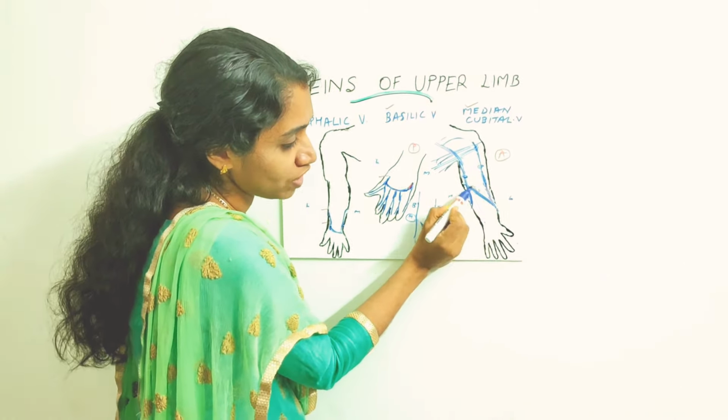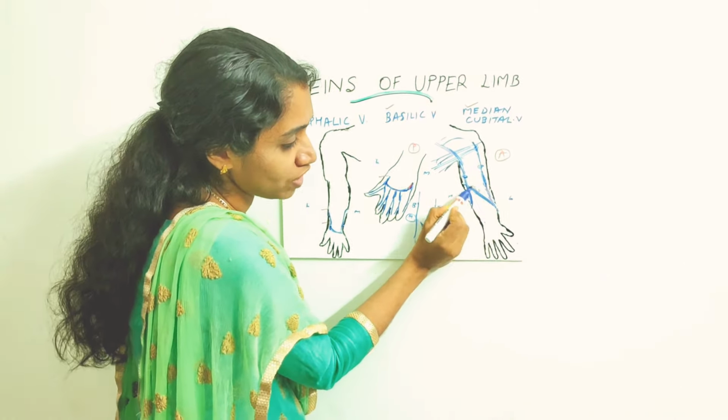Now then, what happens to the cephalic vein? The cephalic vein ascends. So in the arm, what is the course we'll see? In the arm, we can see it along the lateral border of the biceps muscle. We know in front of the arm there is a muscle known as biceps brachii. So along the lateral border, the cephalic vein ascends.